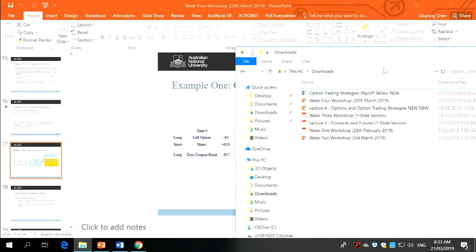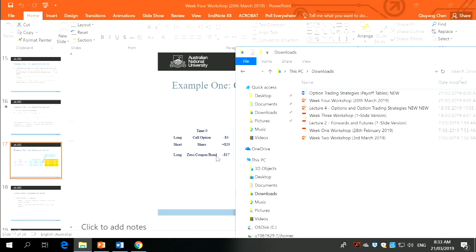Today, we're going to buy this underpriced call option that costs us $3. And we're going to take a long position in the zero coupon bond, and we pay the present value of the face value today. We pay $17. And in 1 year's time, we will be paid the face value.